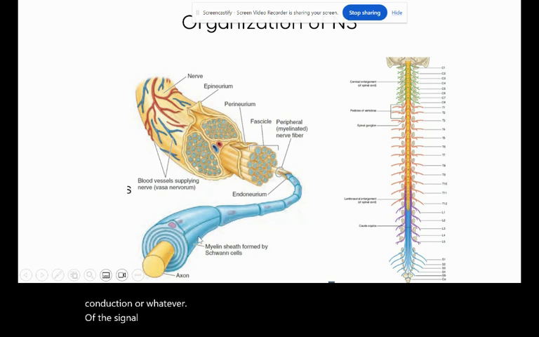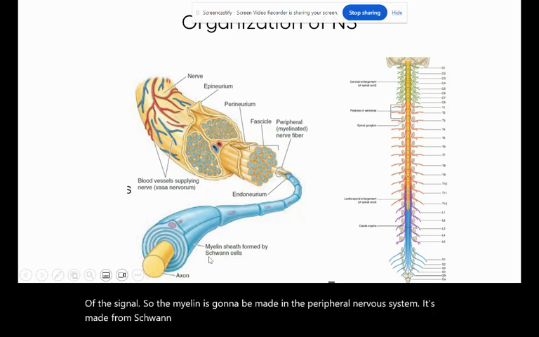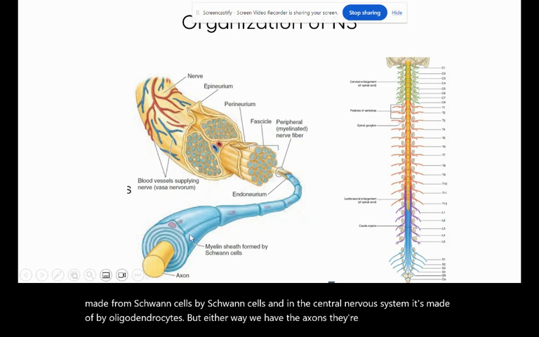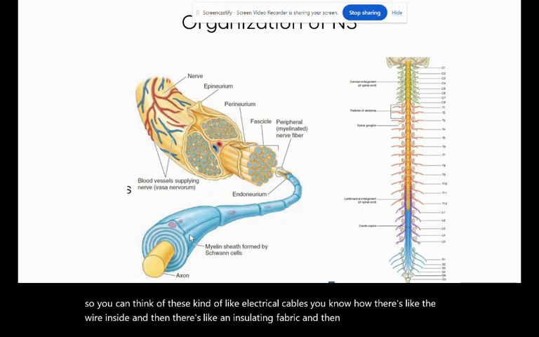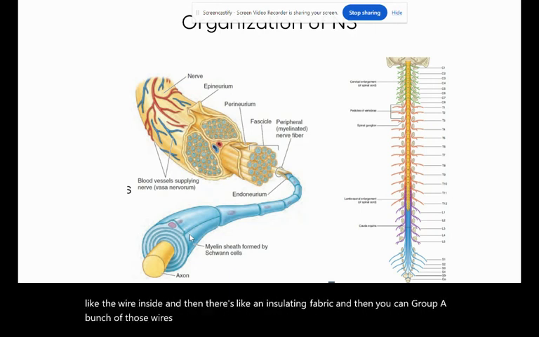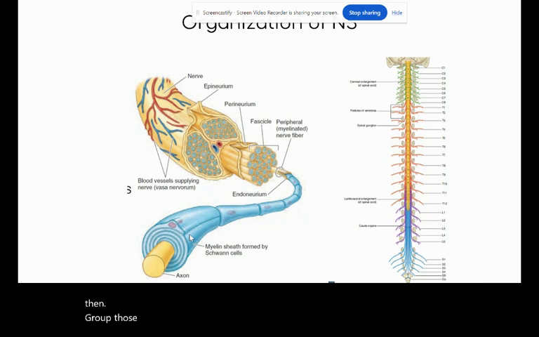So the myelin is going to be made in the peripheral nervous system by Schwann cells, and in the central nervous system, it's made by oligodendrocytes. But either way, we have the axons wrapped in the myelin. So you can think of these kind of like electrical cables. You know how there's the wire inside, and then there's an insulating fabric, and then you can group a bunch of those wires together and make a thicker wire, and then you insulate those and then group those together and so on.